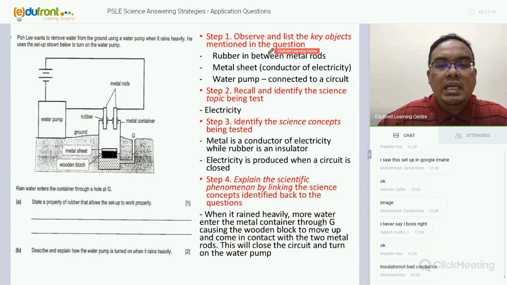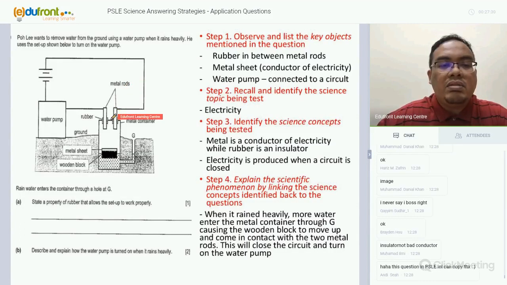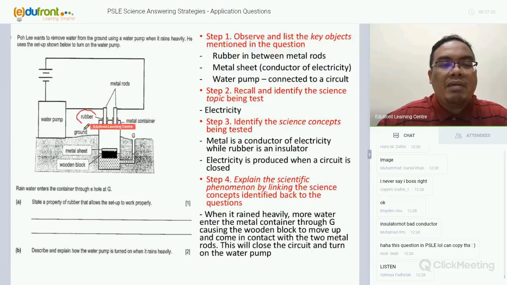Step number 1, remember, identify the key object. So you need to open your eyes very big and observe very carefully. You can see here, this part is made of metal rod. We know straight away that metal rods are conductors of electricity. And we have rubber here. Rubber, you know, is an insulator of electricity. And you can see that this is an open circuit. This is an open circuit.